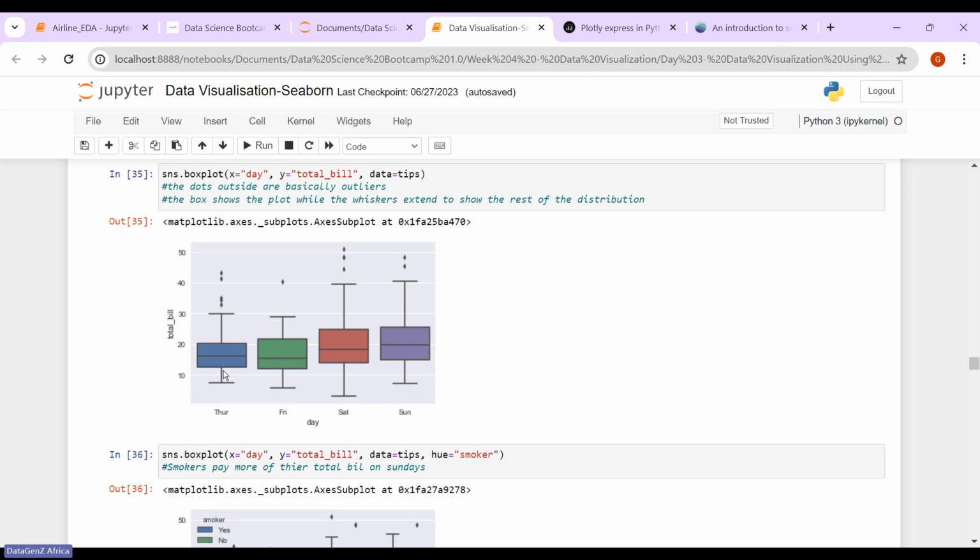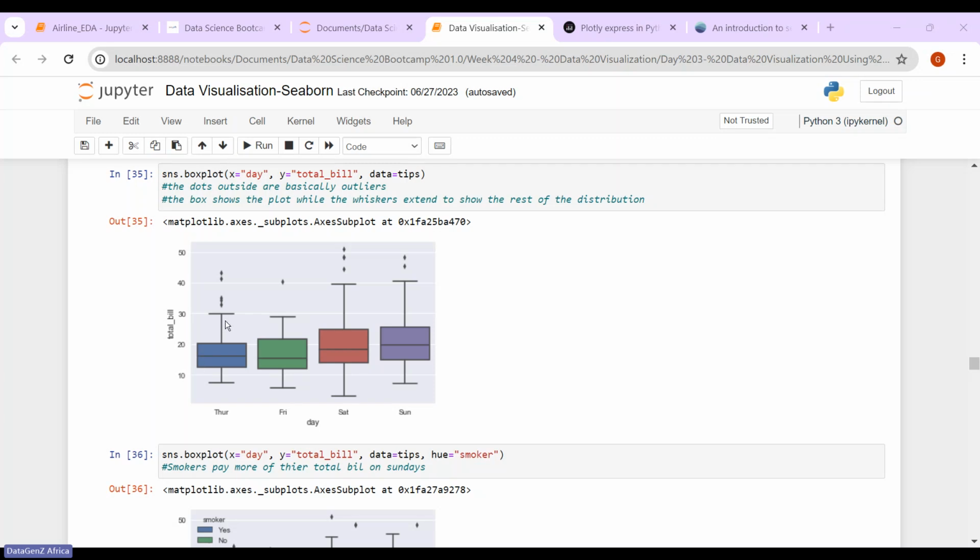25% of the people within this distribution, their total bill is around, let's say, maybe 12. Then the median value, this line tells us the median value. The median value is around 15. The median value is the 50th percentile. Then we have the 75th percentile, which is around 20. So when I say 75th percentile, 75% of the people that ate on Thursday spent $20 or less.